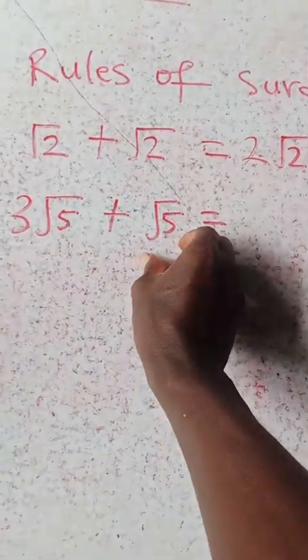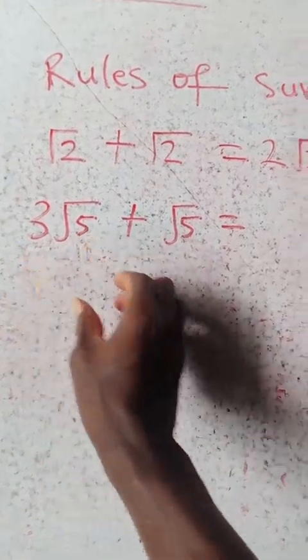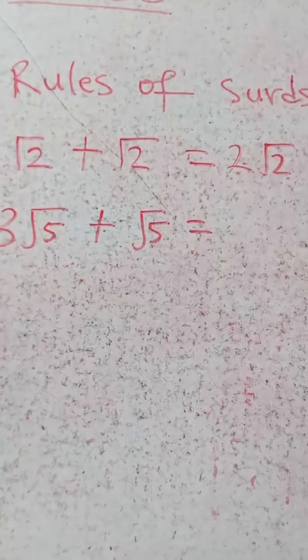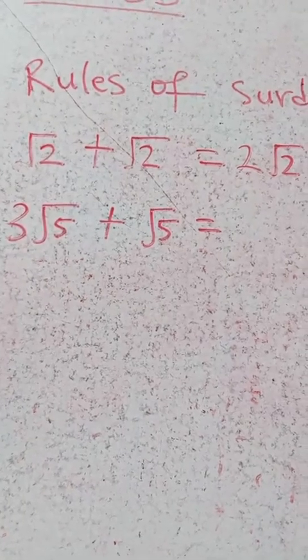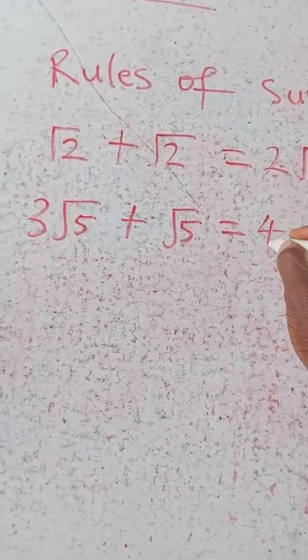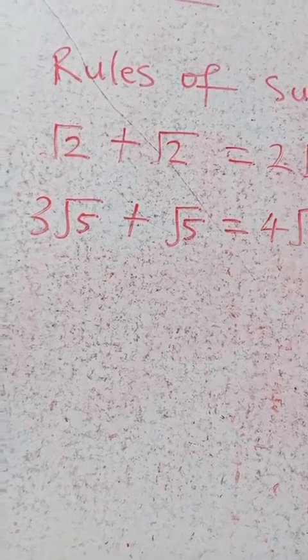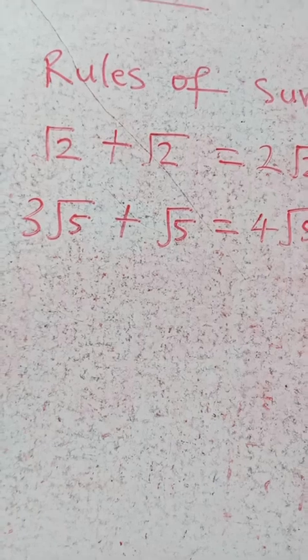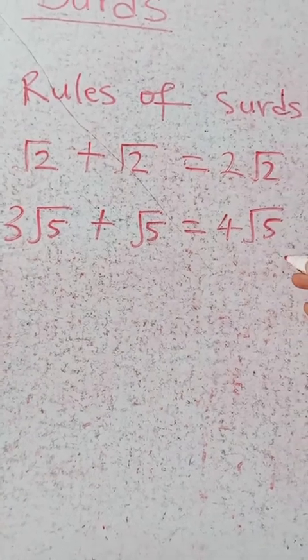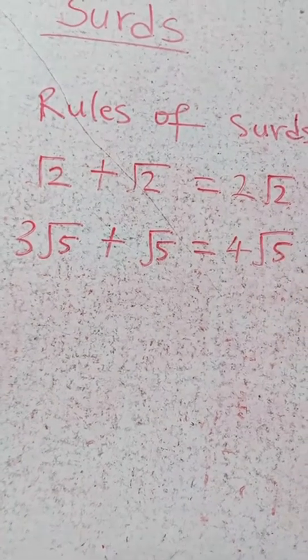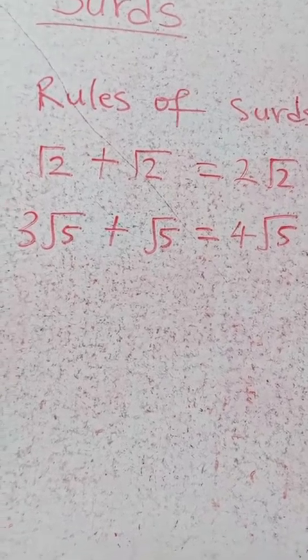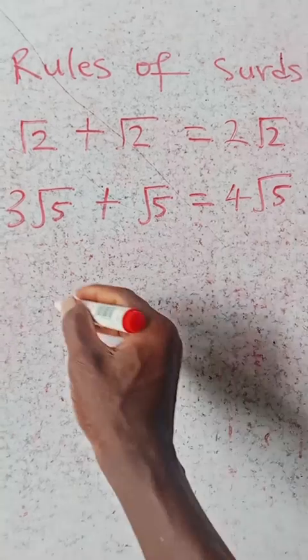This is 1 and this is 3 of it. So if you add them together, it will be 4 of it. So it will be 4 root 5. Do you understand? Okay, let's take this example again.